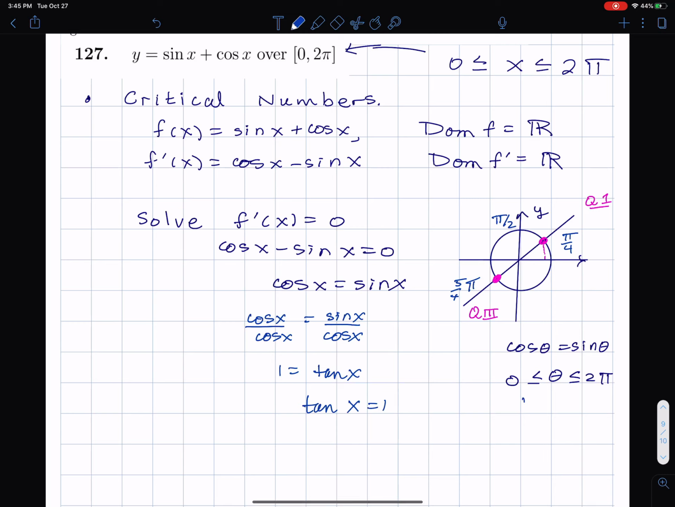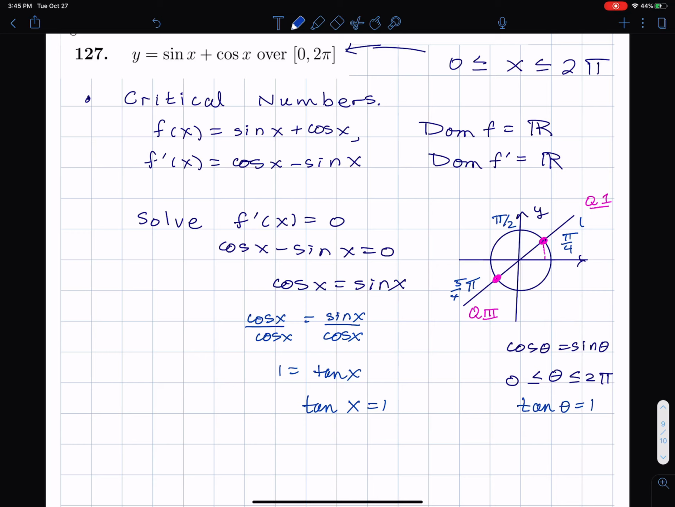Without all this stuff, I don't know what you're doing during this time. So this is tangent theta equals 1. One of the ways I think of tangent theta is, for a point on the unit circle, it's the y-coordinate divided by the x-coordinate. Tangent theta is the y-coordinate divided by the x-coordinate, or, for a right triangle, it's opposite over adjacent.